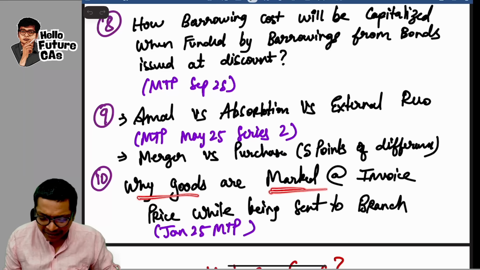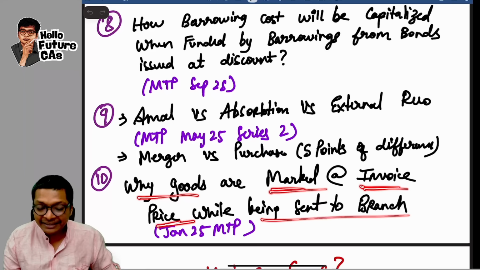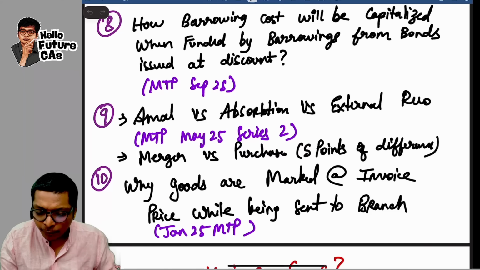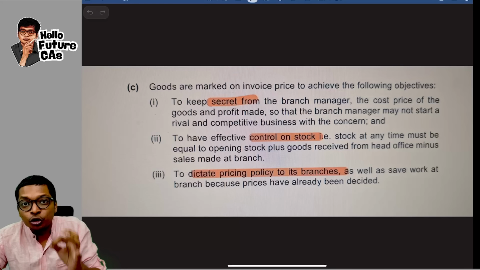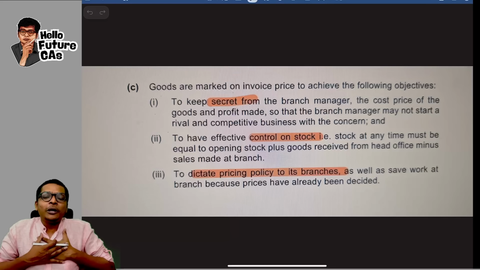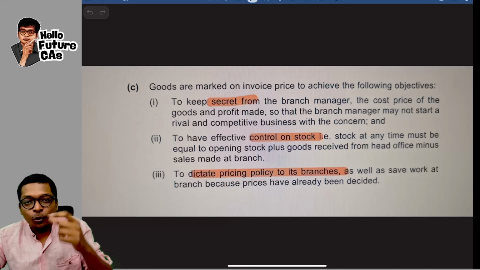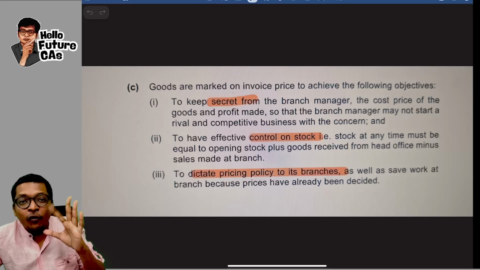Why are goods marked at invoice price while being sent to branch? Very, very important question again. Of course, these 10 are important, so I will say important 10 times. So, when you send the goods to branch, sir, I skipped the whole branch account chapter. I told you I uploaded a branch video separately, 4 to 5 hours.